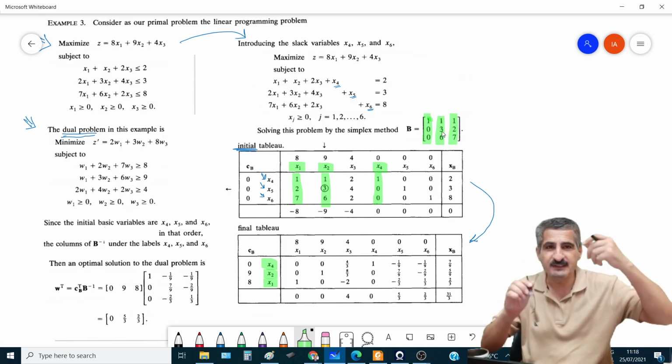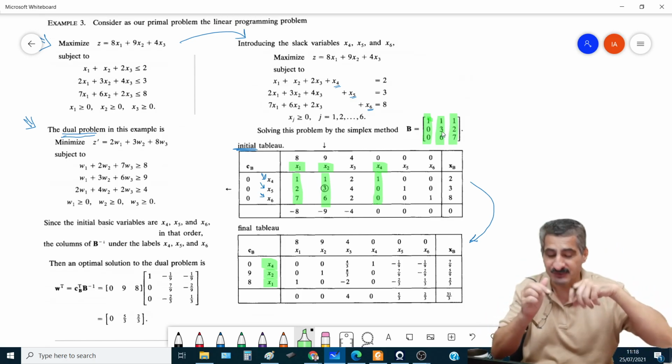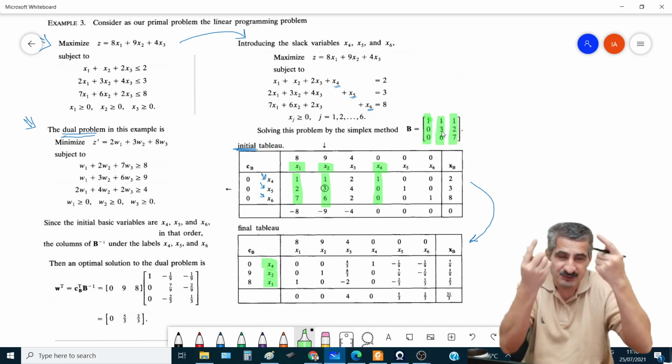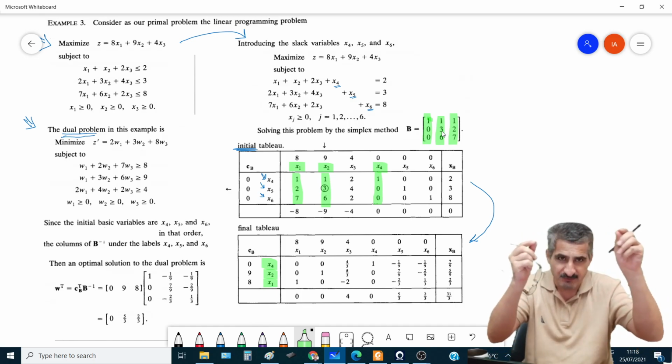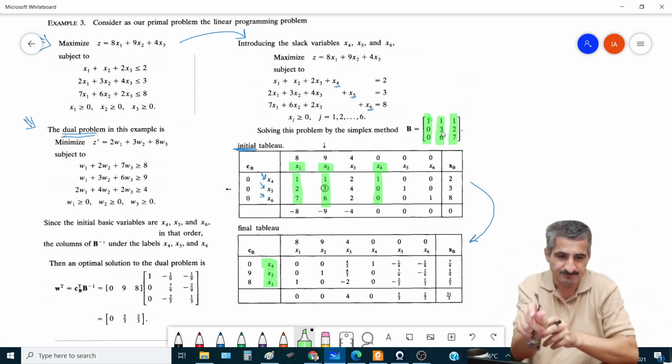Go to the final table and see the basic variables. Get them from there. Go back to the initial table, to these basic variables in the top, and take the columns you get to be B.